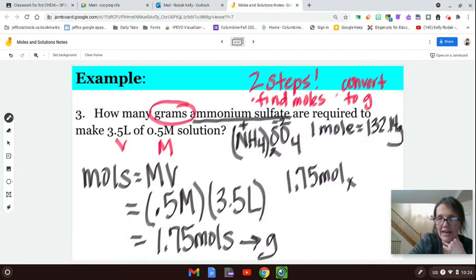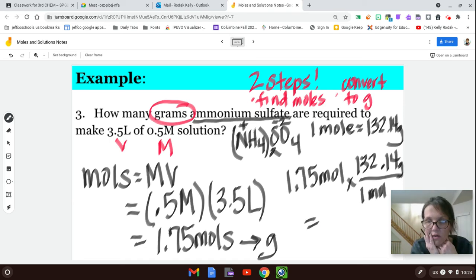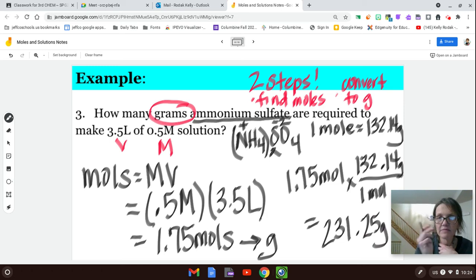And we're going to multiply by that conversion factor. We're going to put the 1 mole on the bottom, of course, so that the units cancel, and the 132.14 grams on the top. And then we just do a little bit of math. 1.75 times 132.14 divided by 1 gives us 231.25 grams. Easy, right? Simply plug and chug and then convert to grams as needed.